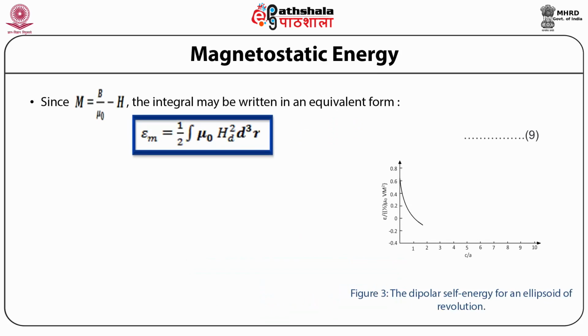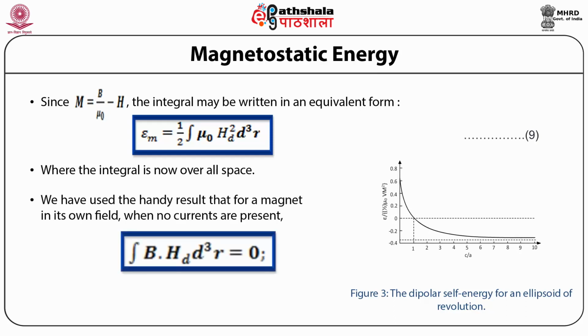Since M is equal to B by mu 0 minus H, the integral may be written in the equivalent form epsilon m is equal to half the integral of mu 0 Hd square d cube r, where the integral is now over all space. We have used the handy result that for a magnet in its own field when no currents are present, the integral of B dot Hd d cube r is equal to 0, where the integral is again over all space. Figure 3 represents the dipolar self-energy for an ellipsoid of revolution.